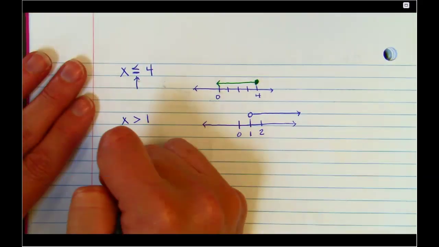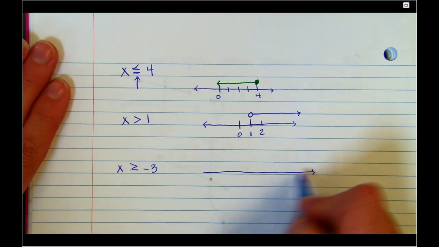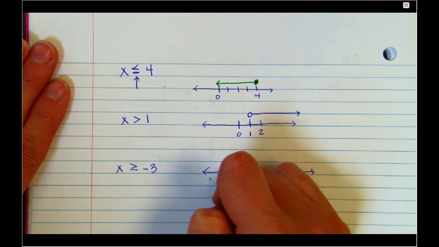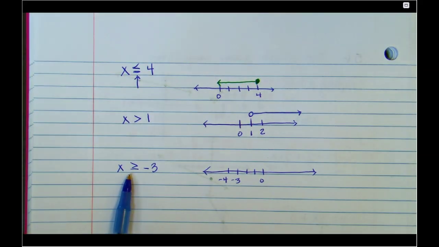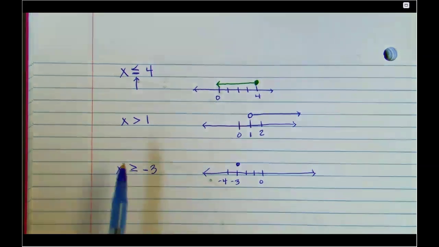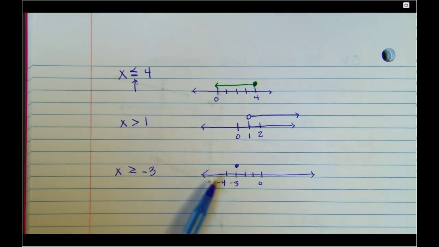So let's do one more. Let's see, we've got x is greater than or equal to -3. So we're going to have 0, 1, 2, there's -3, which below there would be -4. Pause the video if you need to. Now, open circle or closed circle? Okay, it's a closed circle because it's equal to. Now, these are x's greater than -3. Greater than would be above.